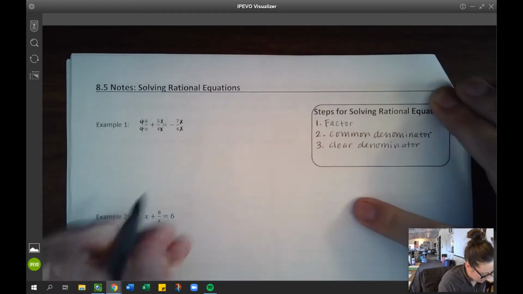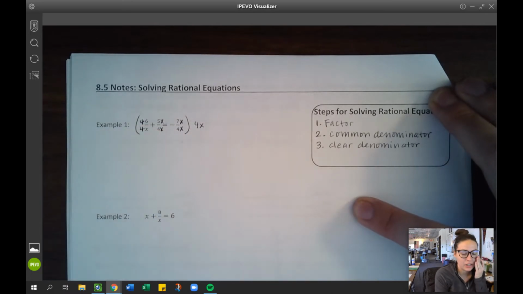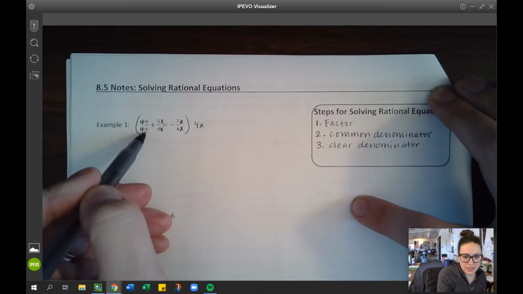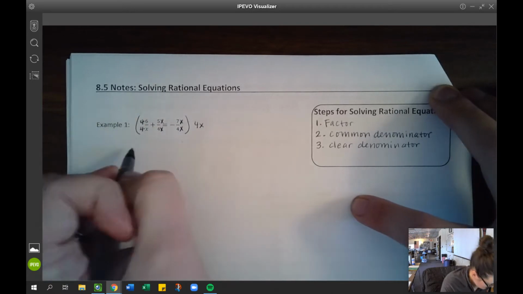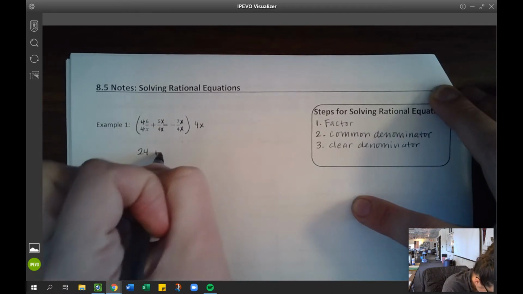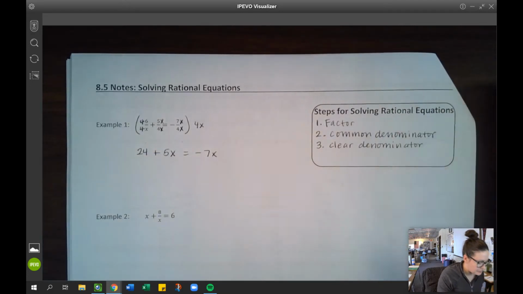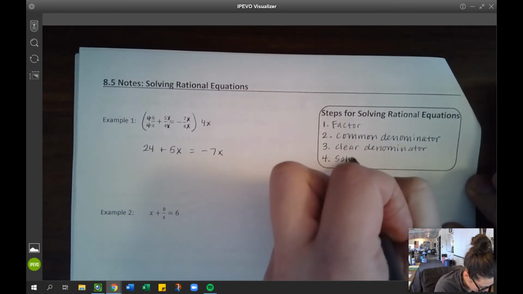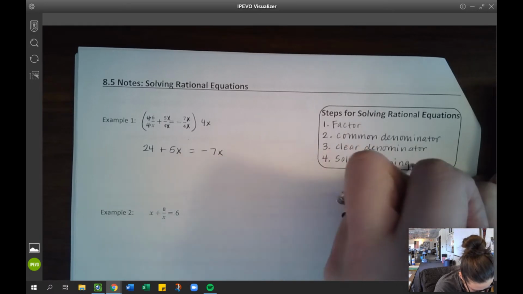So essentially what's going to happen now is I'm going to multiply everything by whatever my denominator is. And what that does is it's going to cancel out everything that I had in the denominator. So all I'm going to be left with is whatever my numerators were. So I have 24 plus 5x equals negative 7x. And then the last step is to solve the remaining equation.